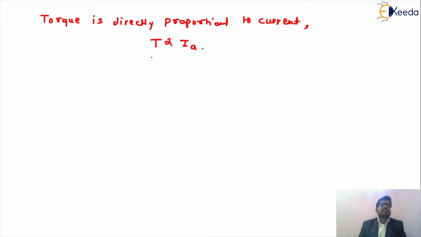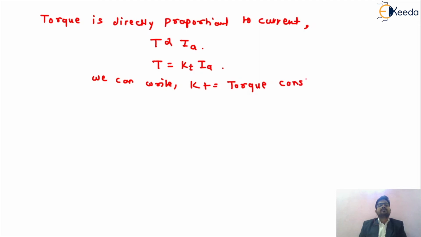So T is torque, Ia is the current. We have to put one constant, which will be Kt. What do you mean by Kt? Kt is the torque constant of your BLDC motor. So we can get one important equation, that is T is equal to Kt times Ia.